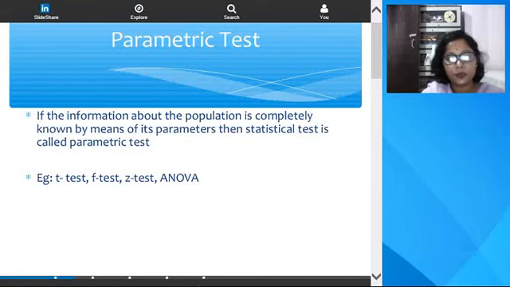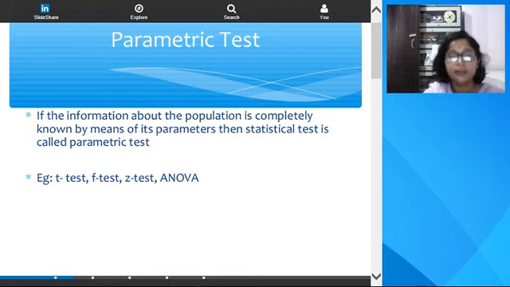Today I am coming with a new topic, that is parametric and non-parametric statistics. Before differentiating between parametric and non-parametric statistics, first of all let me define what is the meaning of parametric statistics or what is the meaning of parametric test.